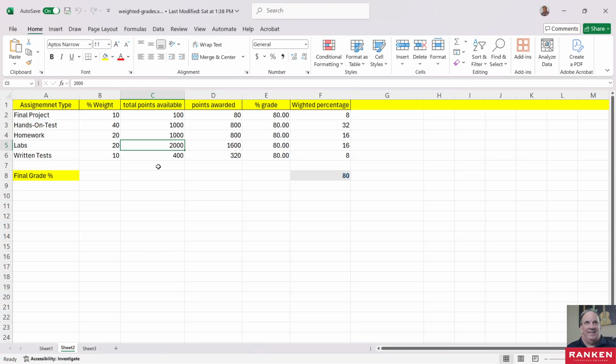Okay, but trying to compare a 100-point lab assignment and a 100-point hands-on test, well, the hands-on test is going to carry a bigger weight. Let me just show you an example real quick, just to show you how this works. So let's say you got an 80. Let's just say we only have one hands-on test the whole semester, and it's 100. And so we make this an 80.